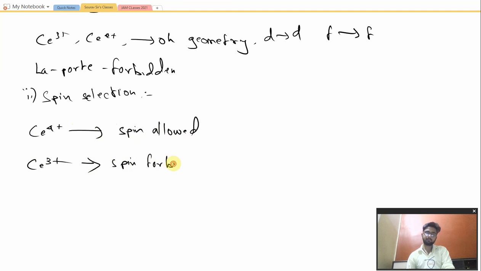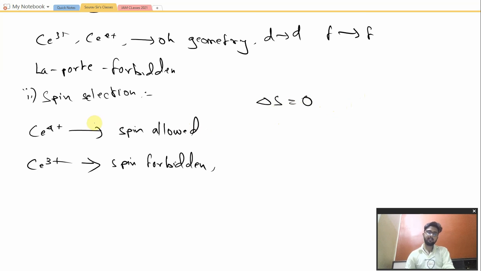Here also I am not drawing the diagram, because the diagram for the f system, the f orbital, is extremely complicated, and that is not expected for you to draw in the exam. You just need to write the explanation in accordance with the diagram. We know that for a compound to be spin allowed, the delta S of the transition must be equal to 0, that is, the spin state must not change.